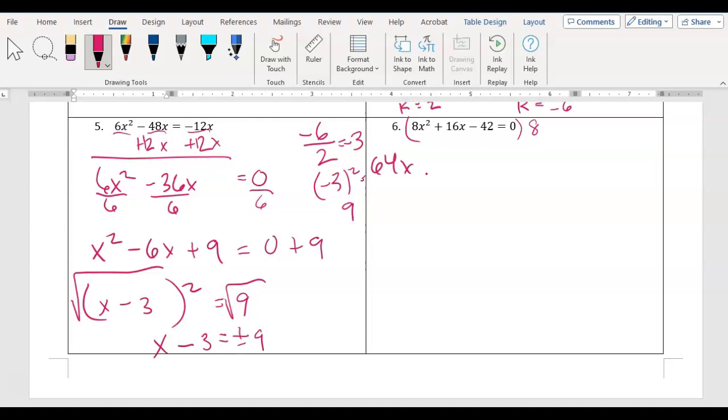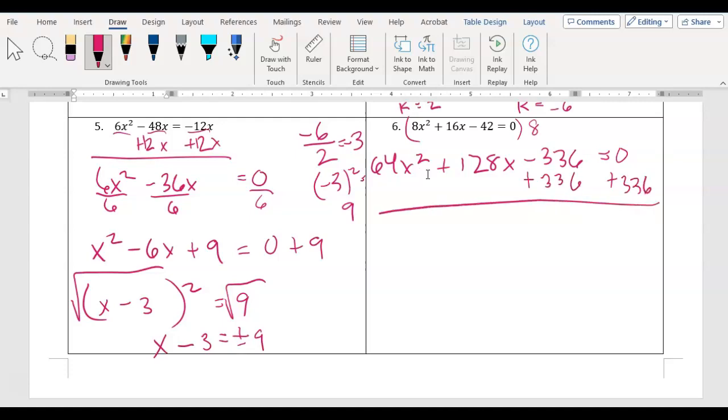So we'll get 64x squared plus 16 times 8. And it's always good mental practice to actually do that multiplication. But if you need a calculator, you can use one. But 8 times 6 is 48. Carry the 4 is 12. So 128x. And then 8 times 42 is going to give us 336. So minus 336 equals 0. Now I'm going to add 336 to both sides because I want to clean that up. And I'll get 64x squared plus 128x equals 336.